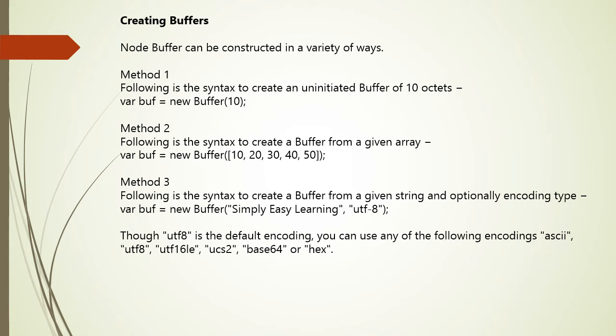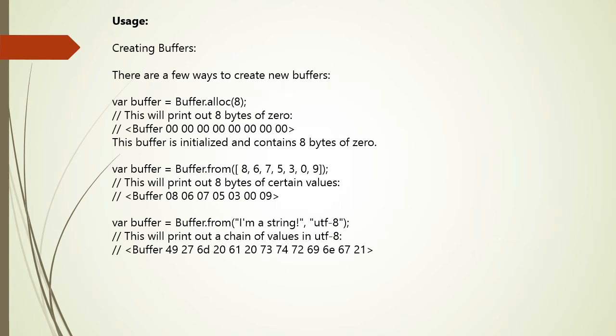Though UTF-8 is the default encoding, you can use any of the following encodings: ASCII, UTF-8, UTF-16LE, etc. Now consider how to create buffers. There are a few ways to create new buffers: var buf = Buffer.alloc(8). This will print out 8 bytes of zeros. The output will look this way.